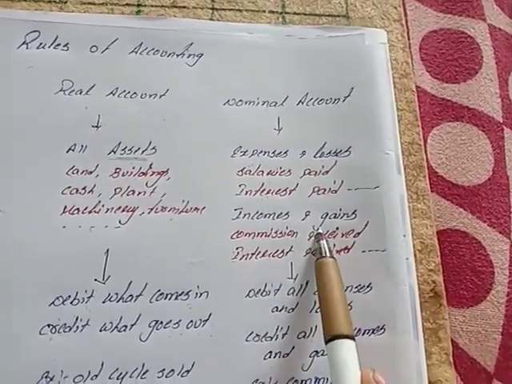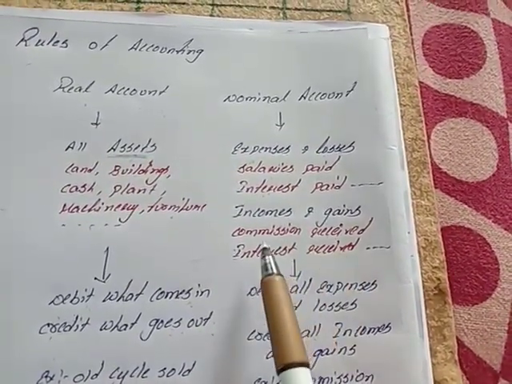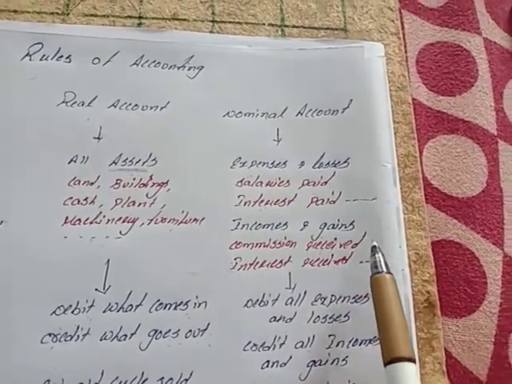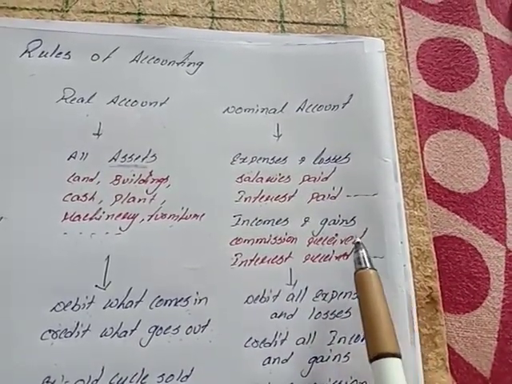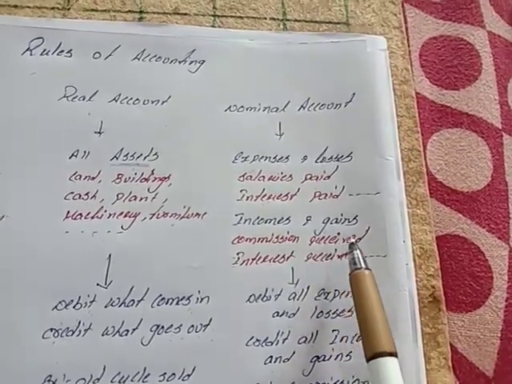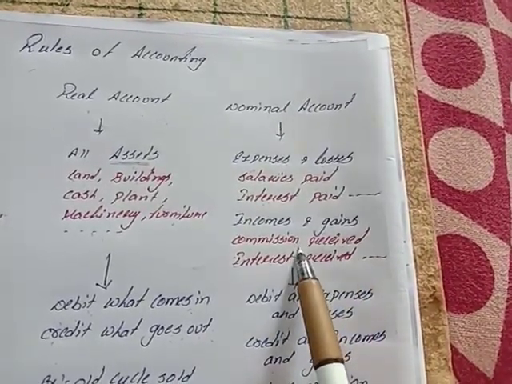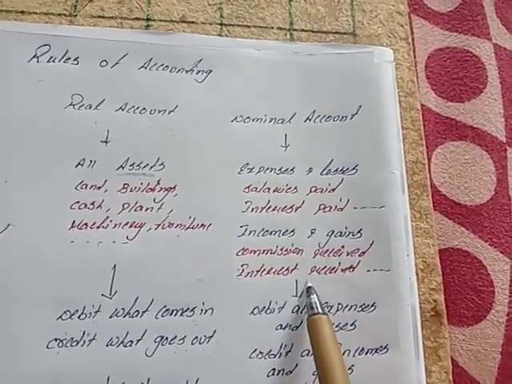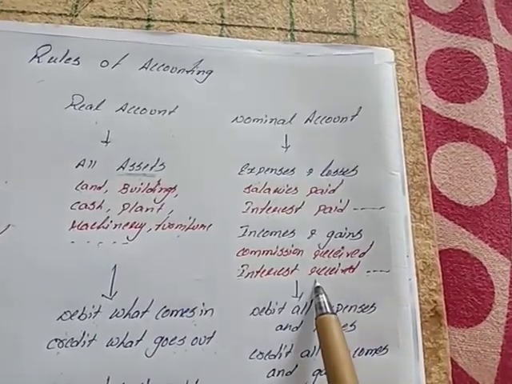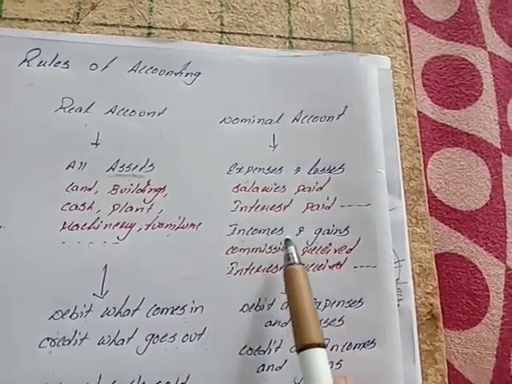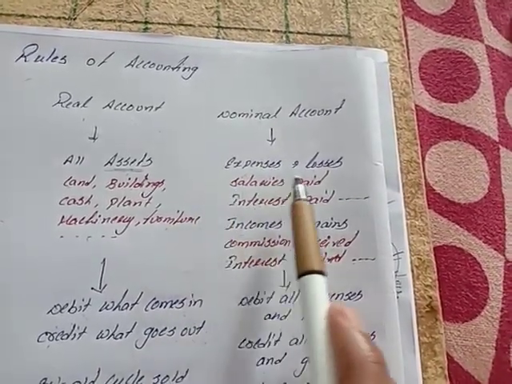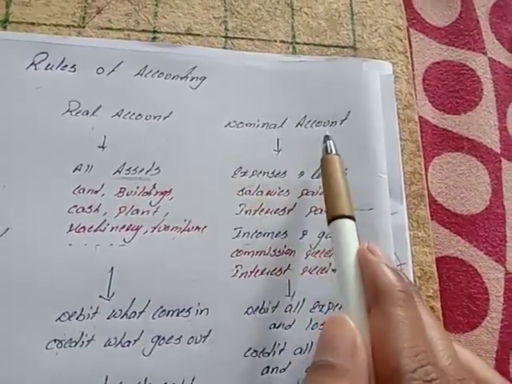Then incomes and gains. What comes under incomes and gains is like commissions that we receive on sale of goods. On sale of any goods by the company we may receive commission, or on land that we have sold we may receive commission, on the building that we have sold we can receive commission. And interest received, that is, to someone else we might have given some amount and on that amount we may have received interest. So these are all incomes and gains. So whenever incomes and gains, expenses and losses come, it comes under the nominal account.